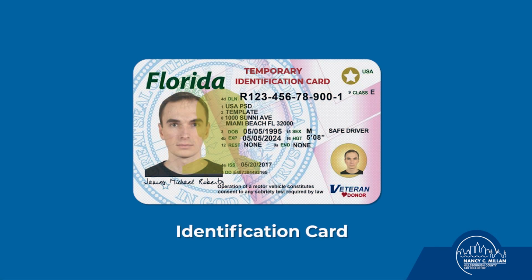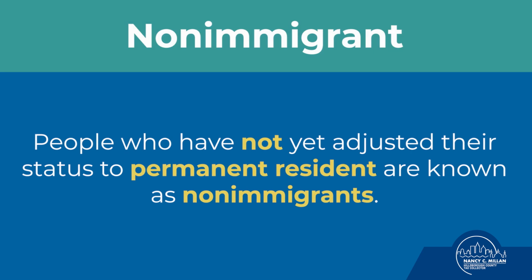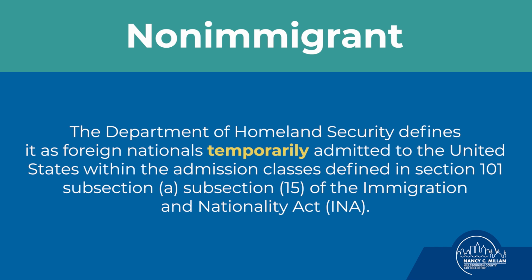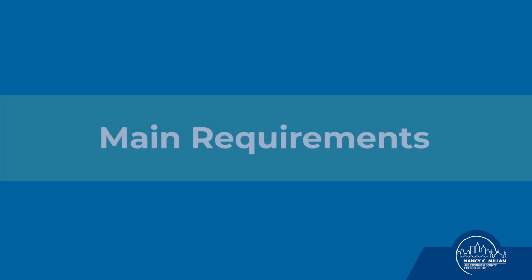In this video, we will explain how to obtain an identification card for people classified as non-immigrants. People who have not yet adjusted their status to permanent resident are known as non-immigrants. The Department of Homeland Security defines it as foreign nationals temporarily admitted to the United States within the admission classes defined in Section 101, Subsection A, Subsection 15 of the Immigration and Nationality Act. Main requirements.